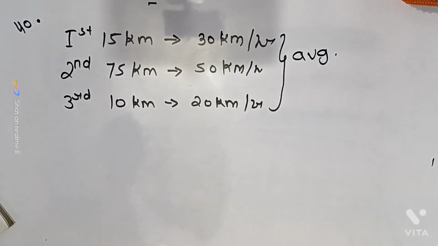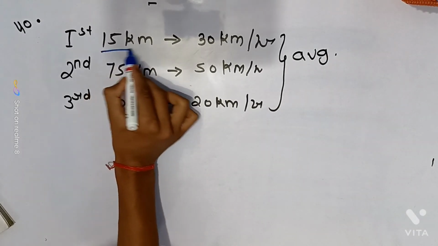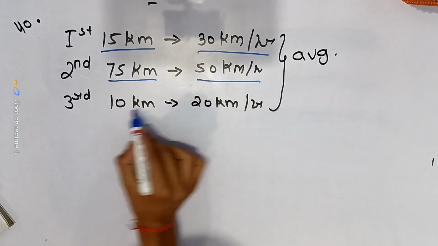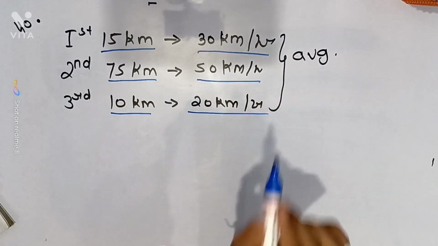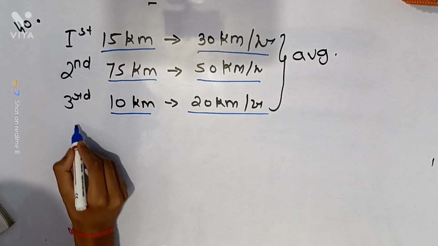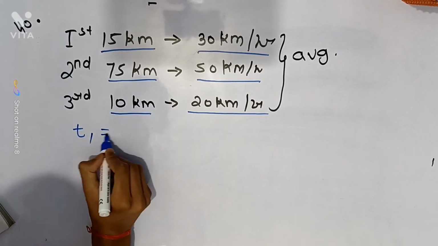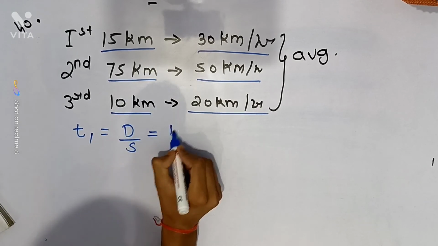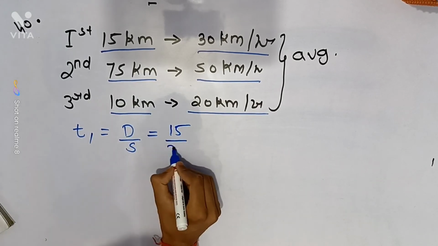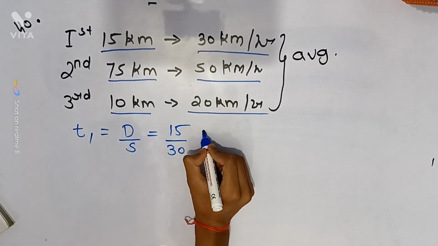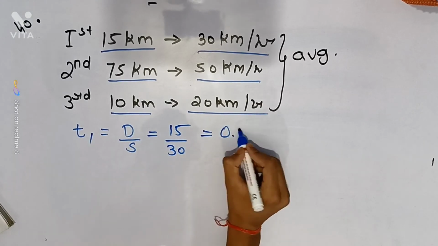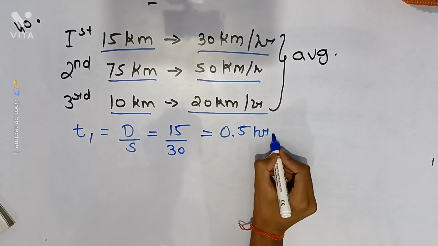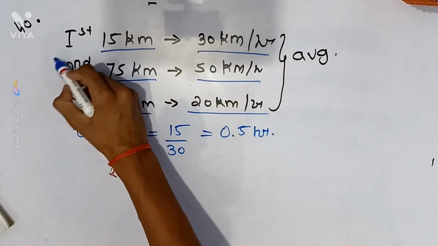First we will take out the time. See, distance is given, speed is given, distance given, speed given, distance given, speed given. We have to take out the time. So the time t1 is equal to distance upon speed. So distance is 15 kilometers upon speed 30. So we will get 0.5 hour. It is the time for the first journey.